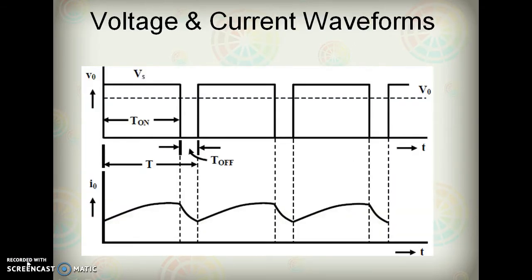The output voltage and current waveforms of the circuit are shown in the figure. The output voltage is the same as the input voltage, that is, V0 is equal to Vs, when the switch is on for the time period 0 to t on. The switch is turned on at time t equal to 0 and it is turned off at time t equal to t on. This is called the on period.